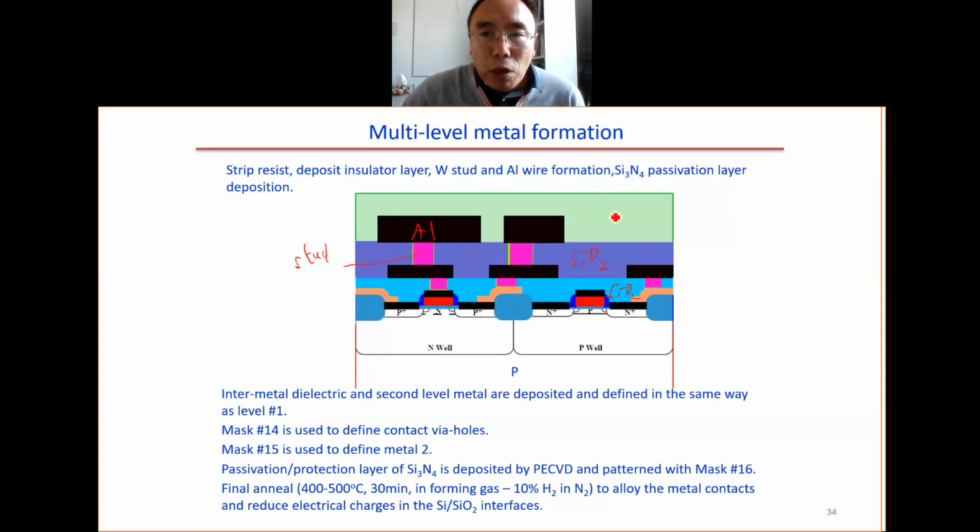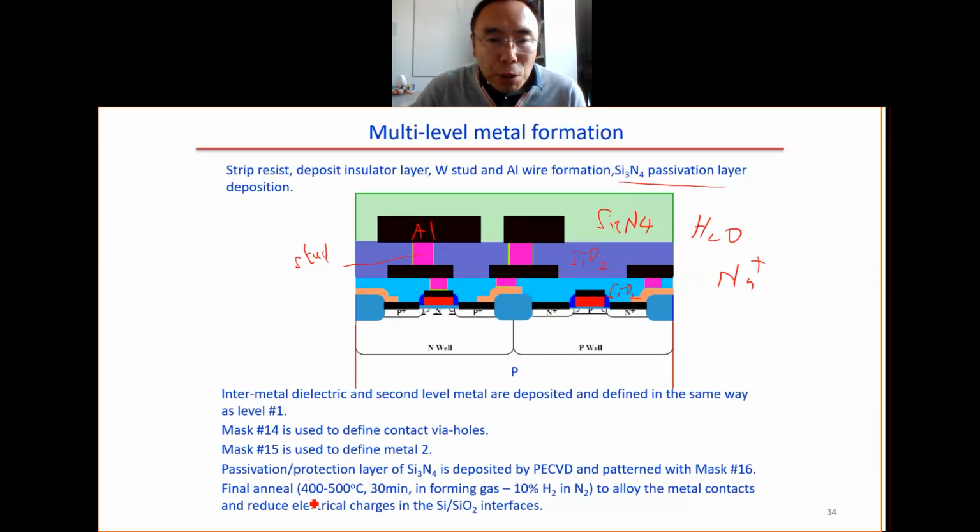Finally, we coat a layer of silicon nitride. This is called a passivation layer. This layer is very dense, so things like water and sodium will not go through this silicon nitride. It's very dense. It is more resistant and denser than silicon oxide. So then this is the final device.